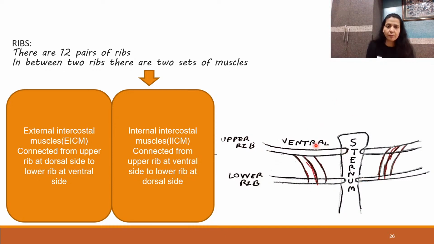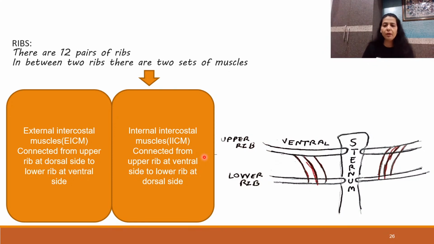And the cavity that is formed inside this cavity are the lungs. Now, these are the two ribs, upper rib, lower rib. In between the ribs, there are two sets of muscles. What are the two sets of muscles? Those muscles are known as intercostal muscles.